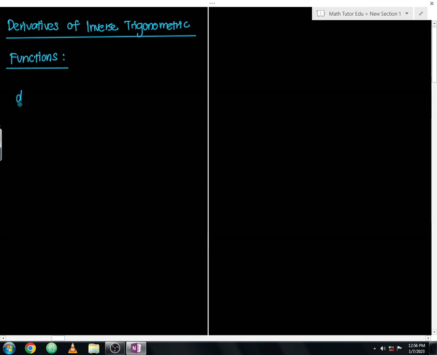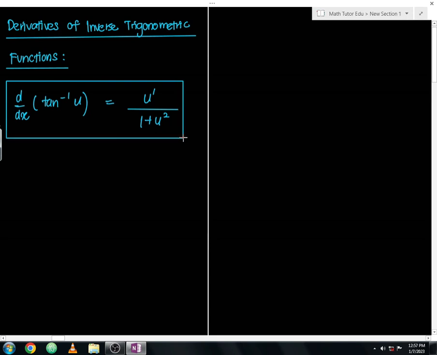Given that d over dx of tangent inverse u will be equal to u prime divided by 1 plus u squared. So this is the formula, and let us box this formula as well. Let us discuss one example based on this tangent inverse trigonometric function.